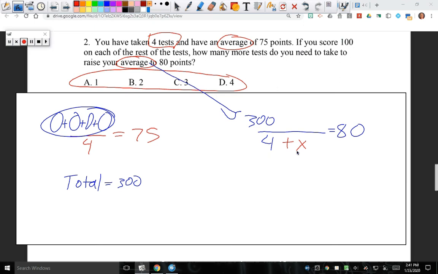What am I going to add on top? 100x. Because these are like the same x. If I have 1 more test here, not only do I now have 5 tests on the bottom, but I also just added 100 up top. If I took 3 more tests, I'd have 7 on the bottom, and I would add 300 on top. You see how I'm setting this up?